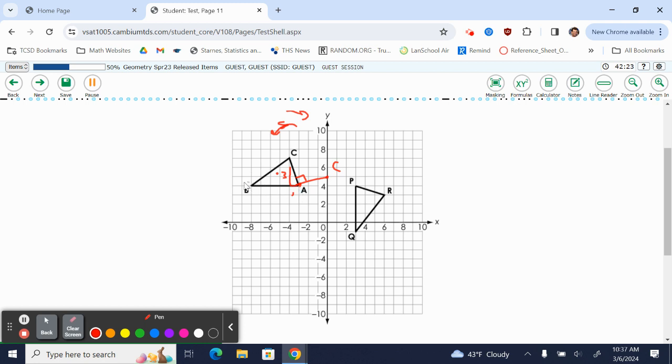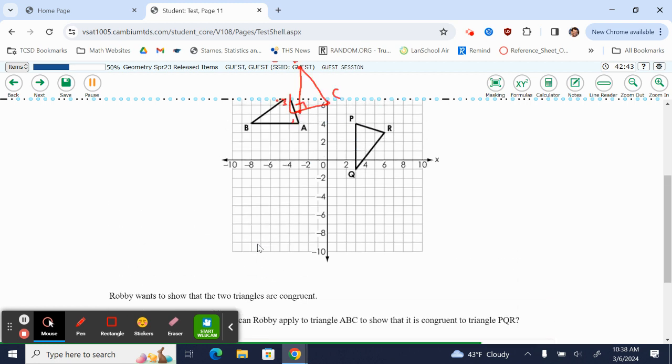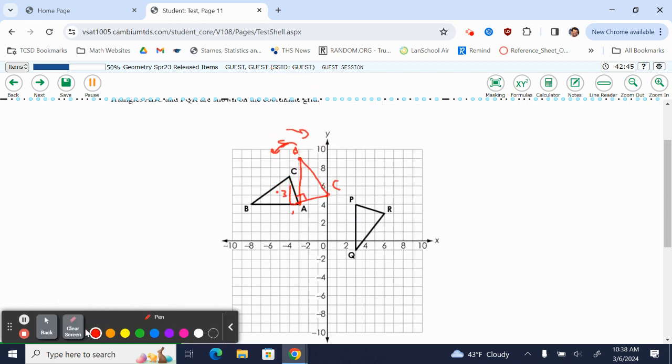So notice that B is horizontal, right, from A. 1, 2, 3, 4, 1, 2, 3, 4, 5. So when I rotate B, now it's going to be vertical. 1, 2, 3, 4, 5, and there's B. So that'd be the rotation of 90 degrees about A. Right, it's kind of tricky. And then it says reflect it across the x-axis. Well, if I reflect that triangle across the x-axis, it's going to flip down here, which is not going to be there. So it's not that one.